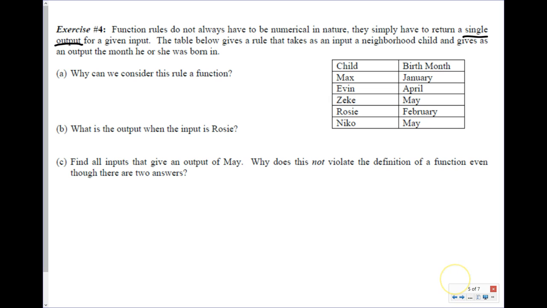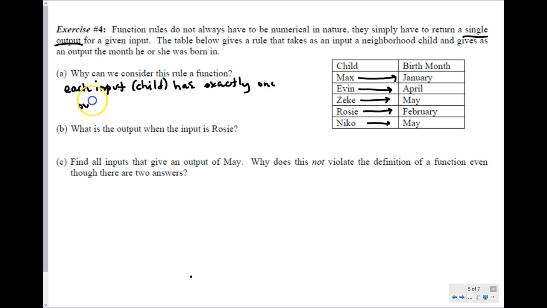So if I look at this table here, does each child have exactly one birth month? Max has one in January. Evan has April. Zeke has May. Rosie has February. Nico has May. Does each kid have one month? Yes. So we can consider this a function because each input, meaning each child, has exactly one output, the month. That's why this is a function.